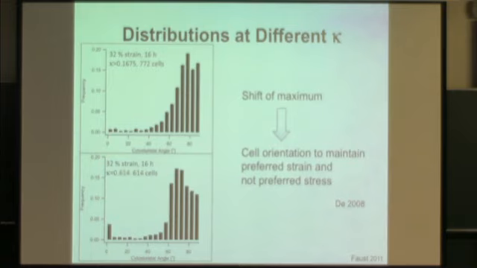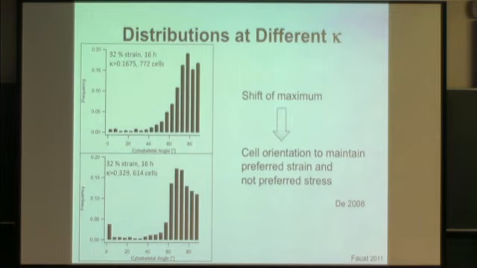So we have here now a shrinkage ratio of 33%. And you see the maximum has shifted to lower values. So under these conditions, these specific cells basically reorient into the direction where they don't experience mechanical strain.